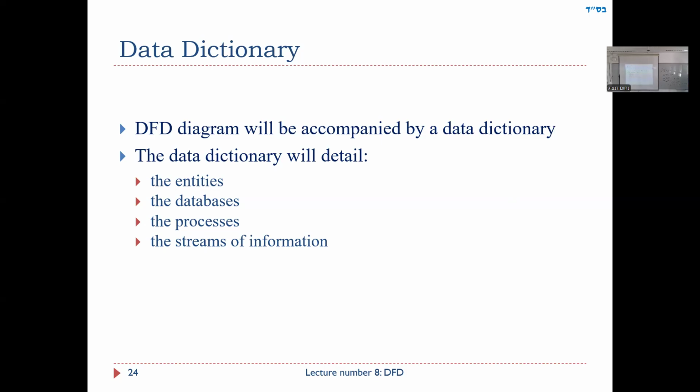And also what the streams of information are. I can write on the stream, for example, user personal data. But what personal data? Do I want to know his home address or not? So that will have to be defined. What is the user personal data in the data dictionary?